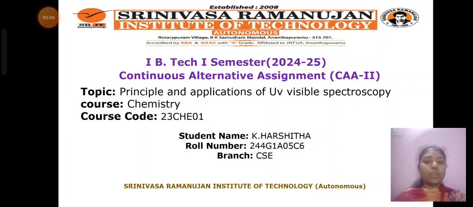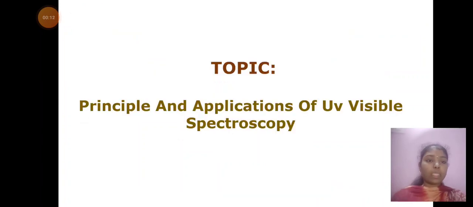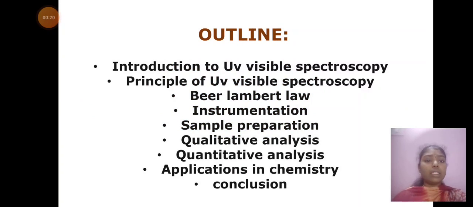Today, my topic is about principle and applications of UV visible spectroscopy. Topic: Principle and applications of UV visible spectroscopy. Outline: Introduction to UV visible spectroscopy, Principle of UV visible spectroscopy, Beer-Lambert law, Instrumentation, Sample preparation, Qualitative analysis, Quantitative analysis, Applications in chemistry, Conclusion.